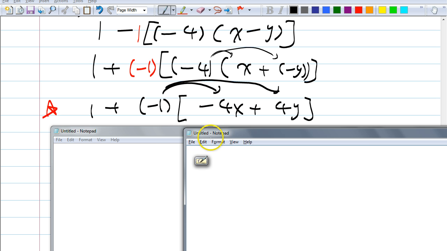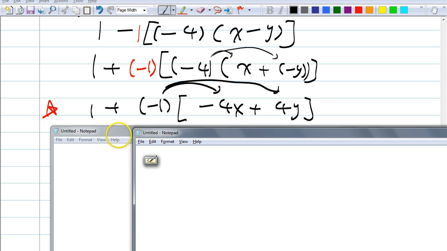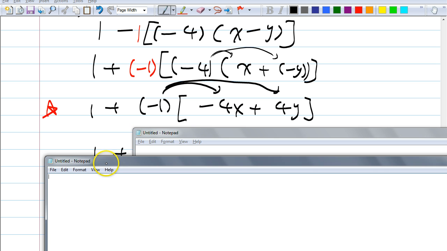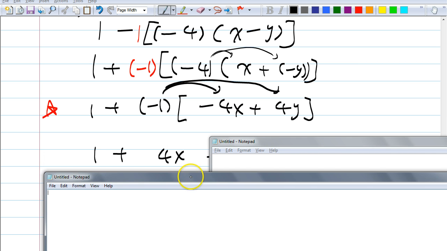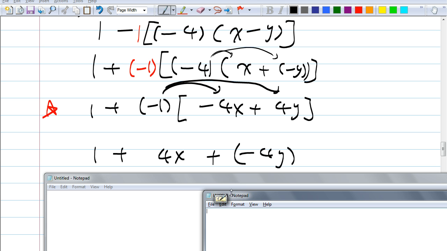Sammy, tell me what I get when I distribute this -1. 1 plus... What's -1 times -4x? 4x. Exactly. So tell me what to write. 1 plus 4x minus 4y. I like to keep everything as addition still. So it'll be 1 plus 4x plus what? Exactly. That's how I want things in addition, okay? I know that it still means 4x minus 4y, but I like to.